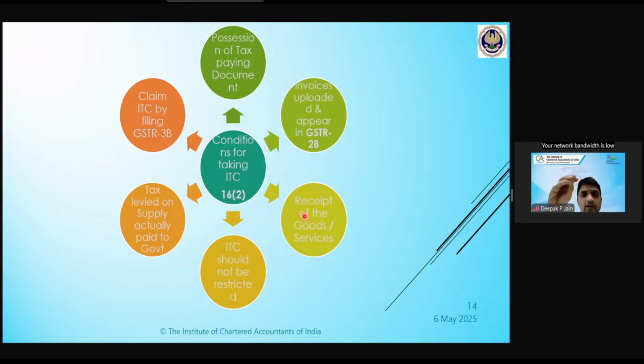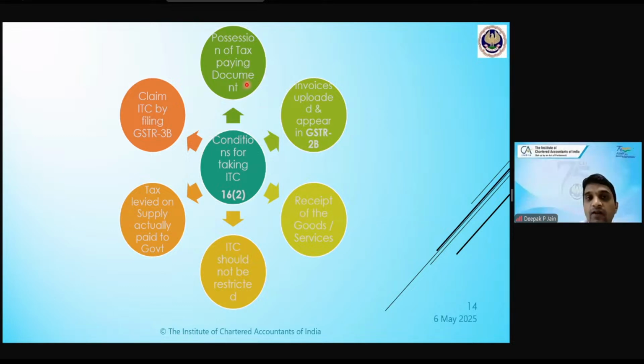तो 16.2 क्या बोलता है कि 6 कंडीशन फुलफिल करना है तब आपको क्रेडिट मिलेगा. फर्स्ट कंडीशन, पजेशन ऑफ टैक्स पेइंग डॉक्यूमेंट, आपके पास टैक्स पेइंग डॉक्यूमेंट रहना चाहिए. क्या है वो हम देखेंगे दूसरे स्लाइड्स में इन डिटेल. हर एक चीज का एक स्पेशल एक्सप्लेनेशन हम देखेंगे, कि आपको टैक्स पेइंग डॉक्यूमेंट रहना चाहिए.